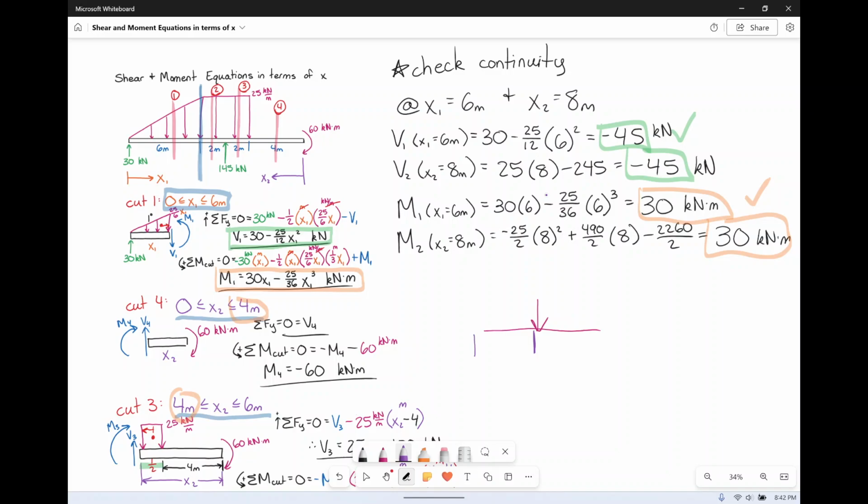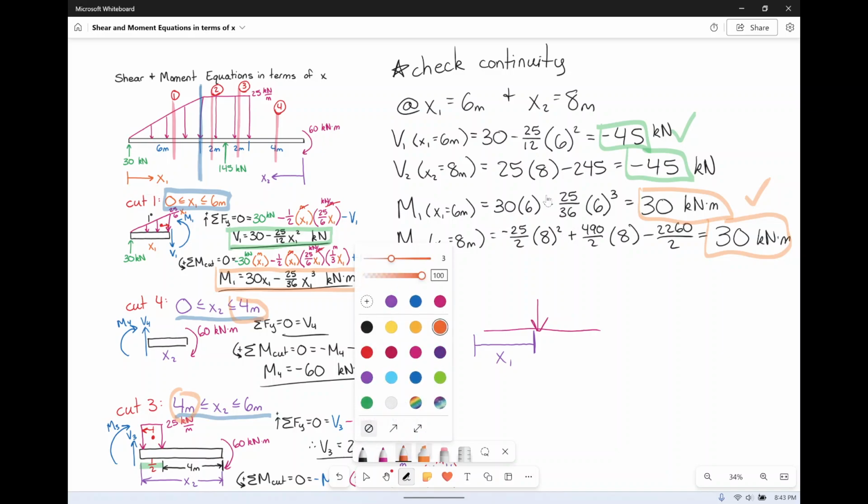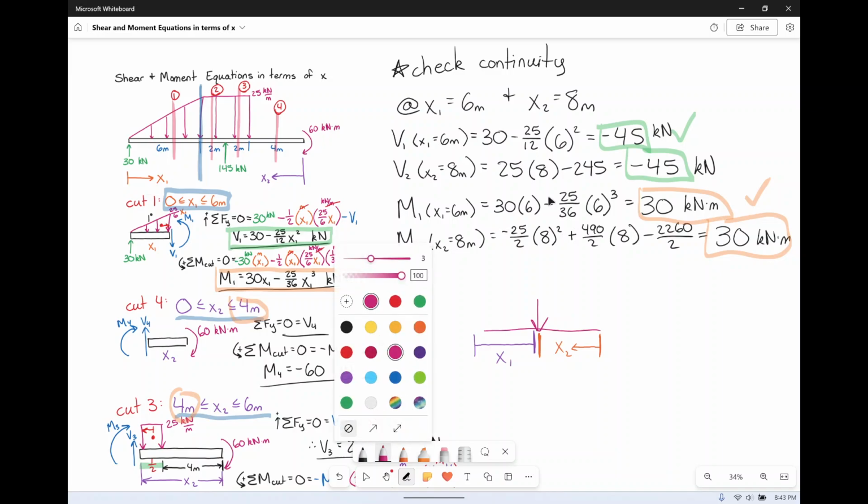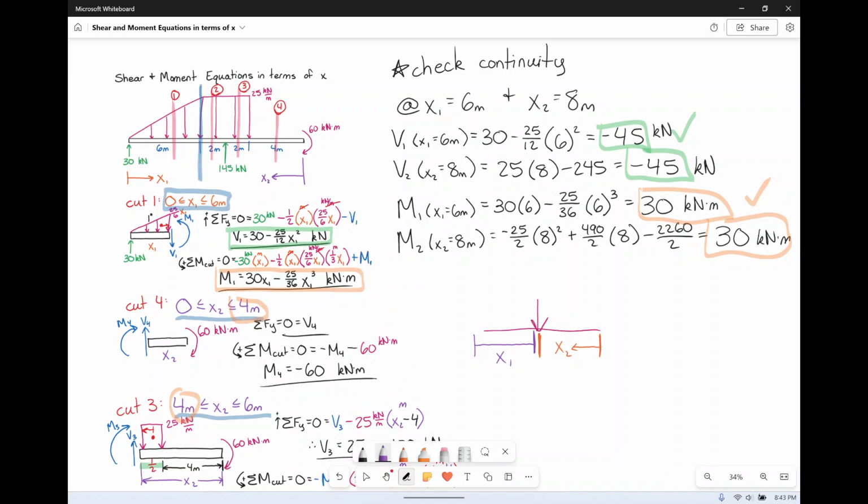So your X value, let's say that was X1 if you're coming from the end of the beam. And if you decided you wanted to come from the other side of the beam, your X2 is this way. X2 also stops just short of it. So X1 comes just short of it, and X2 comes just short of it.